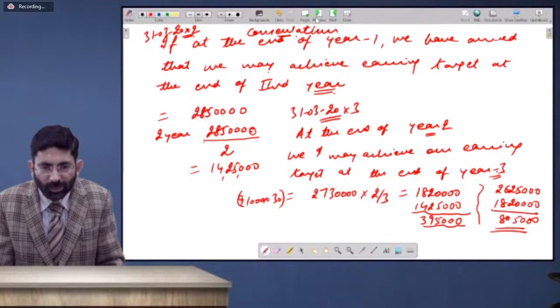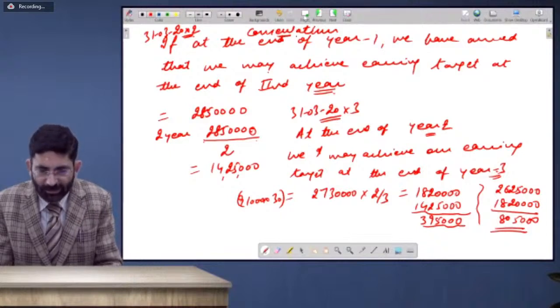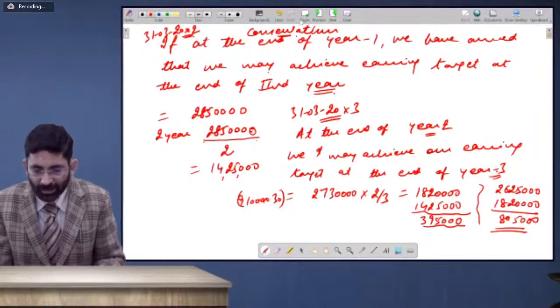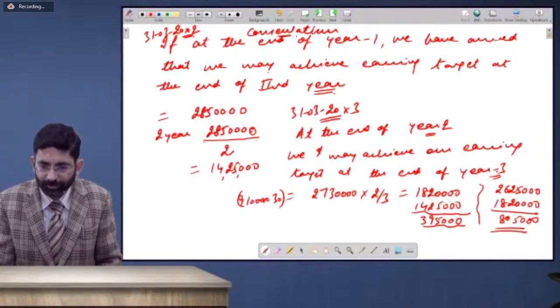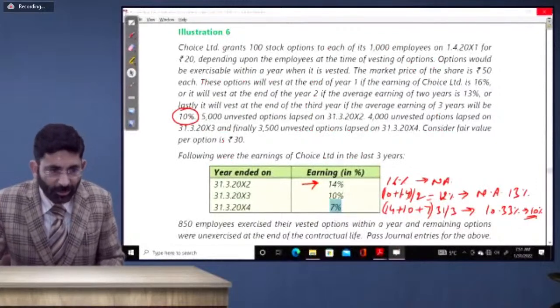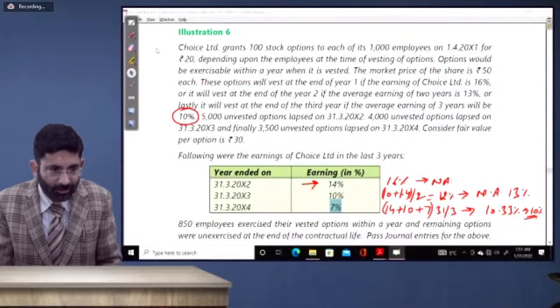So no need of discussing in the next lecture. This is clear. Illustration number 7 we may do. Having any doubt in this, we may discuss. Otherwise, I will go for illustration number 7. Could we go for illustration number 7? Illustration number 7.